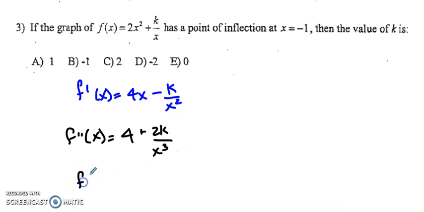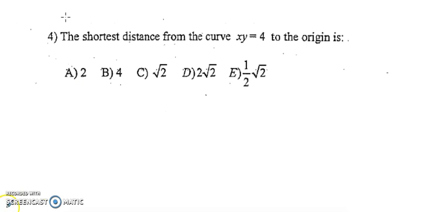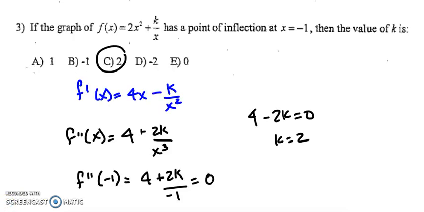And then they're saying, okay, f double prime of negative 1 gives us an inflection point. So if I plug in negative 1 into my second derivative, I will get out 0. That means that 4 minus 2k equals 0. k must be 2, and my answer is C. And I'm going to stop with just those right now.